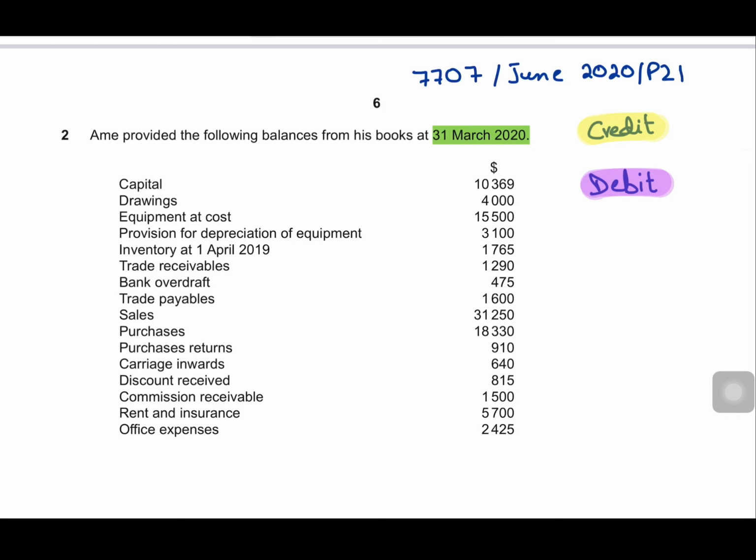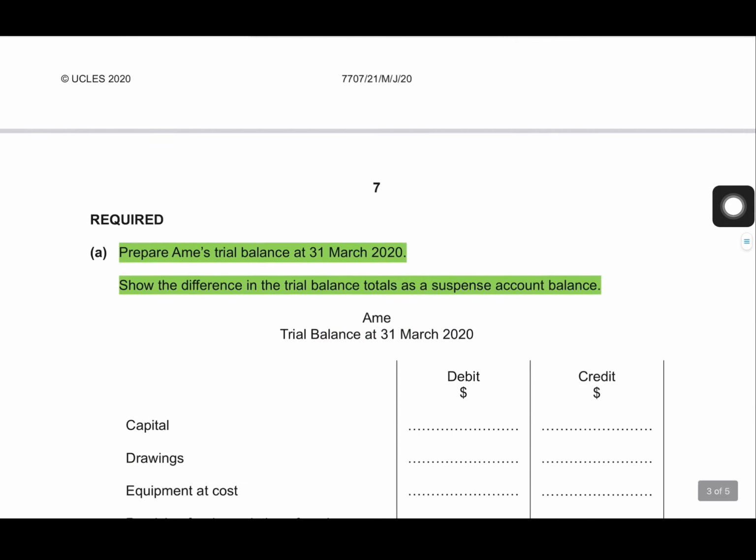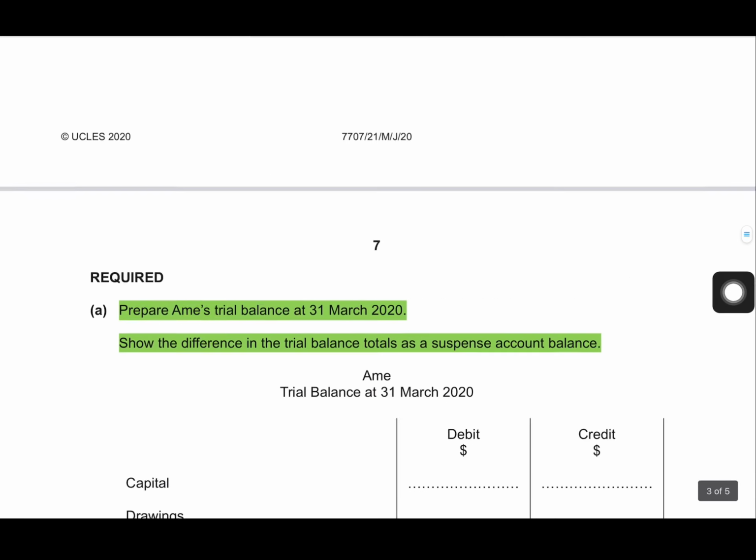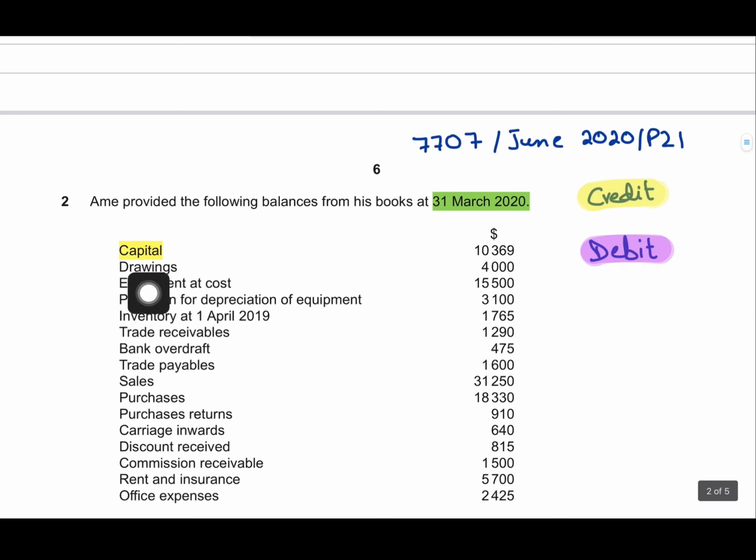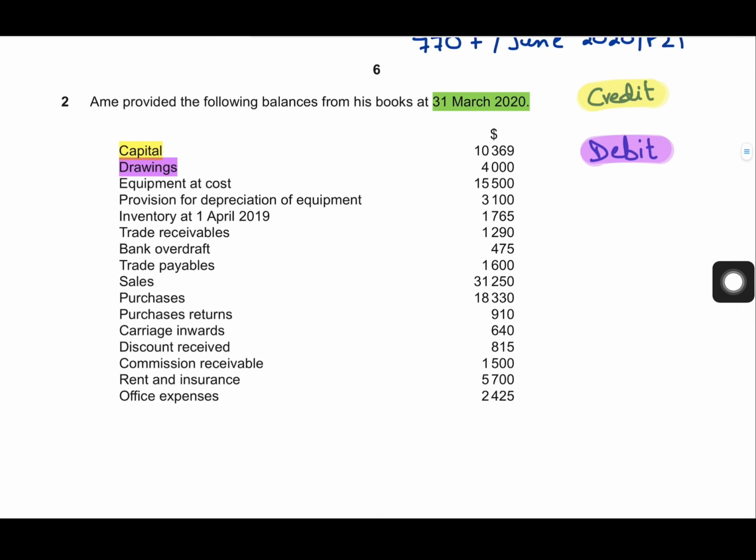So let's begin, and let's start with identifying which account balance will go on the debit side of the trial balance and which will go on the credit side. Capital has a credit nature, so 10369 will be written on the credit side of the trial balance. Then we have drawings. Drawings have a debit nature. It is a contra capital account, so it will be shown on the debit side. Then equipment at cost, non-current assets, they all have debit balances, but provision for depreciation being a contra asset account, as it reduces the value of the non-current asset, this will go on the credit side.